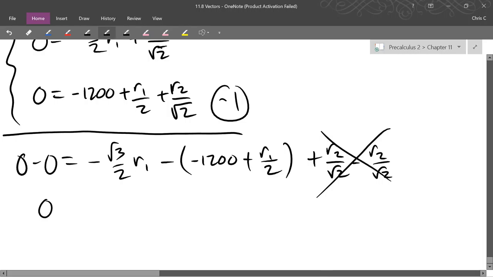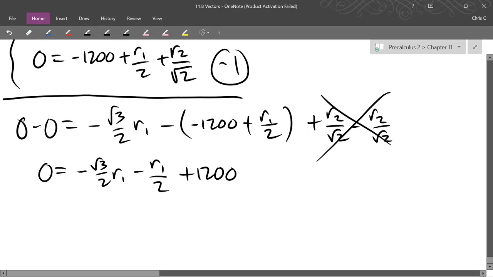And we have 0 equals, we'll put all the R1 terms first. Minus R1/2 plus 1200. All right, how do you solve this? This is a linear equation in one variable. This is basic algebra 1. So I know you're not stumped. Isolate R.